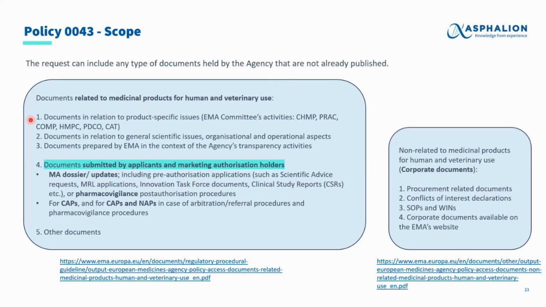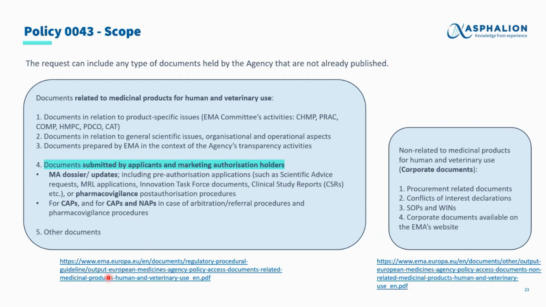And this will cover documents in relation to product-specific issues, so related also to the different EMA committees' activities, some organizational documents, and other documents prepared by the EMA in the context of transparency activities. One of the main types of documents are those submitted by the applicant as marketing authorization holders. So there could be a request for marketing authorization dossier sections and also the updates of these documents. It includes also pharmacovigilance and post-authorization procedures, for centralized products, but also for national products in case of referrals or pharmacovigilance procedures that are common.